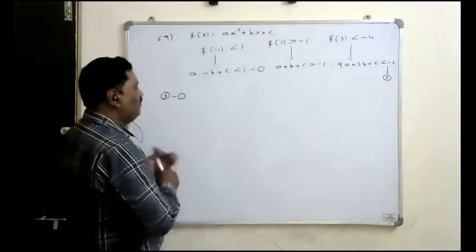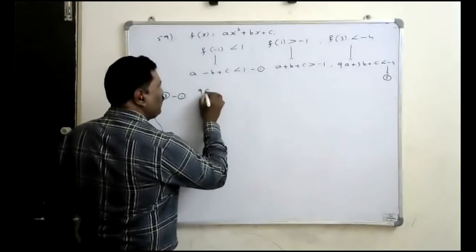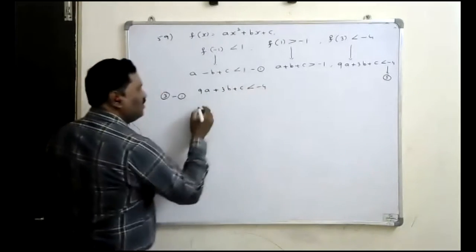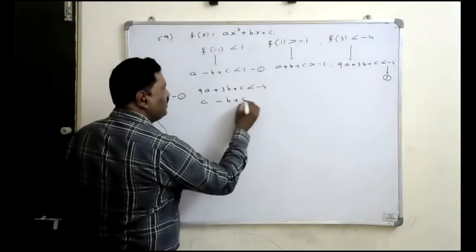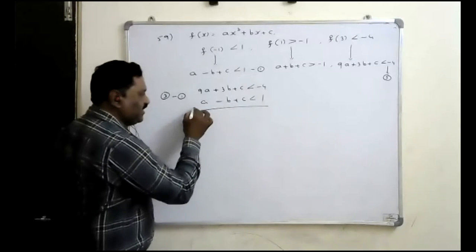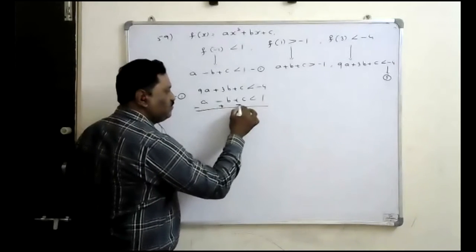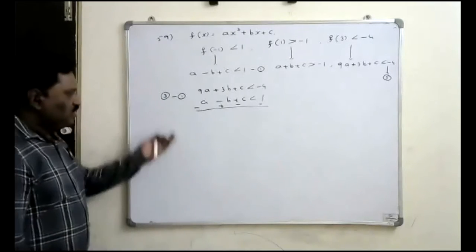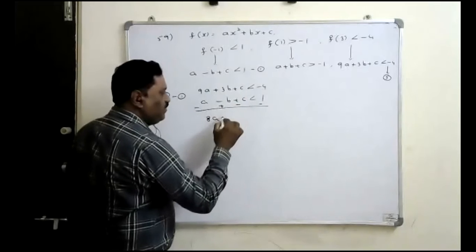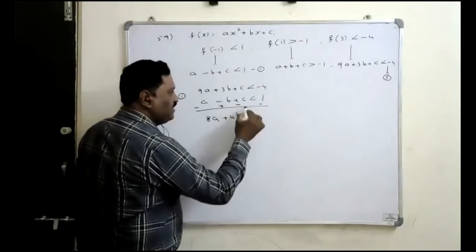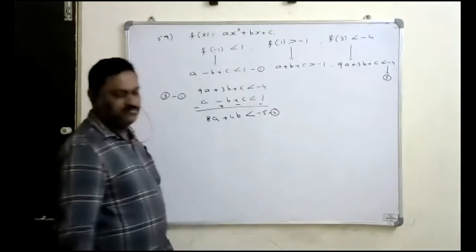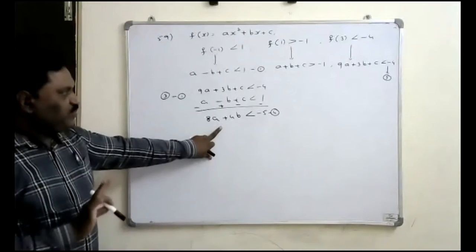That's why I will subtract them, where the third equation is 9a plus 3b plus c is less than minus 4, and the first equation is a minus b plus c less than 1. If you subtract them, we have to change the sign for the second equation. Now 9a minus a is 8a, plus 3b plus b means plus 4b, and c gets cancelled, less than minus 5. Call that equation number 4. So c was eliminated.